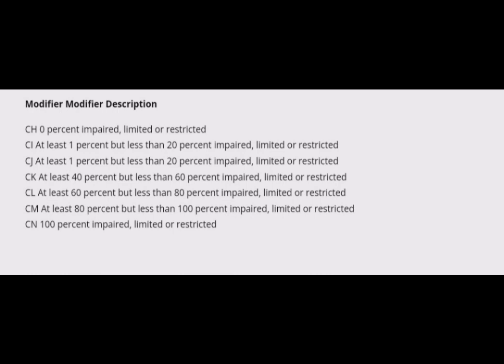CK, at least 40% but less than 60% impaired, limited or restricted. CL, at least 60% but less than 80% impaired, limited or restricted. CM, at least 80% but less than 100% impaired, limited or restricted. CN, 100% impaired, limited or restricted.